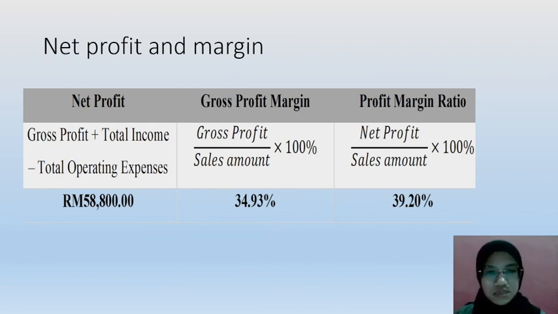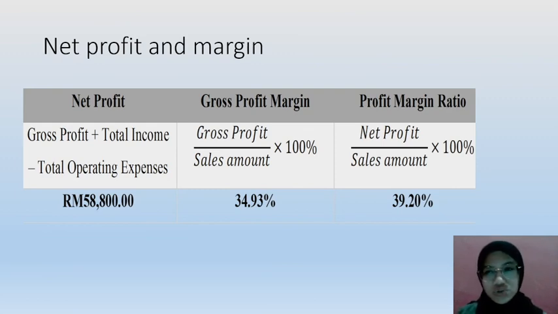Next is gross profit margin. Gross profit margin is the profit margin that we get from one product. To calculate this gross profit margin, we use the formula of gross profit per sales amount times 100%. And our project gross profit margin is around 34.93%.